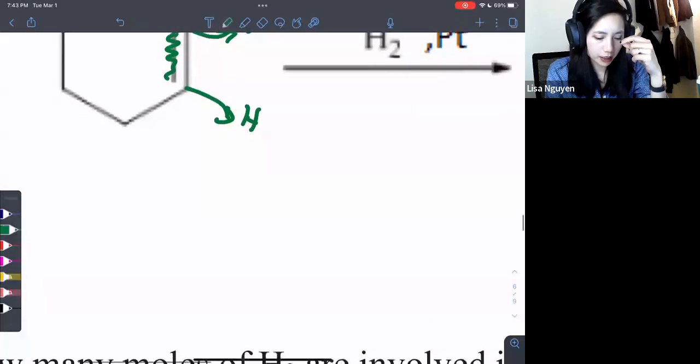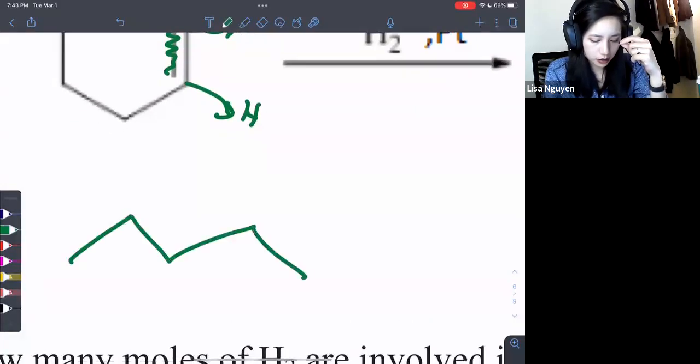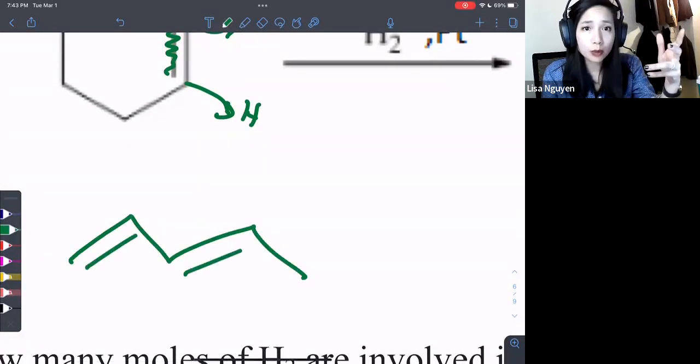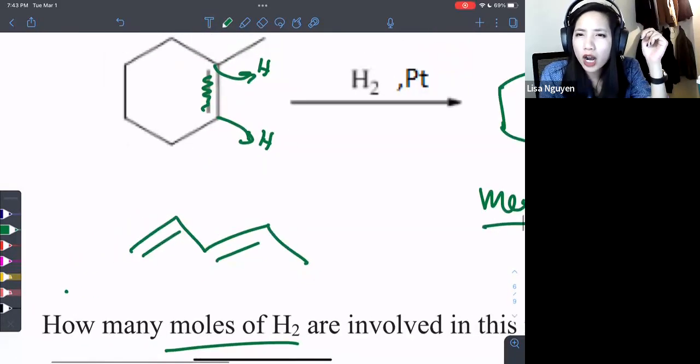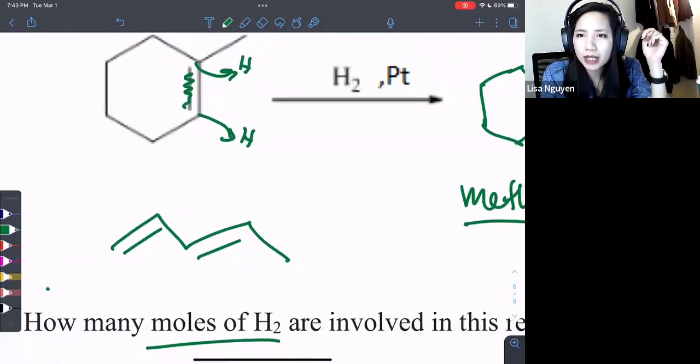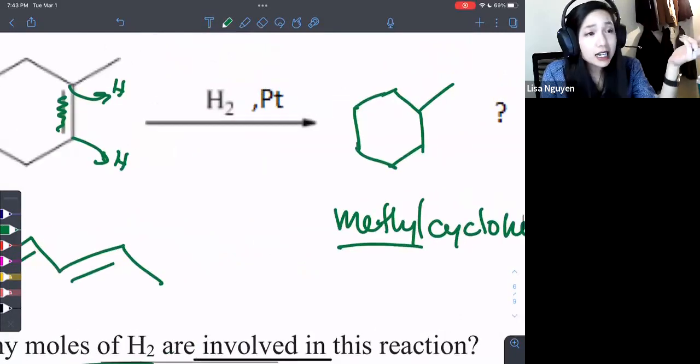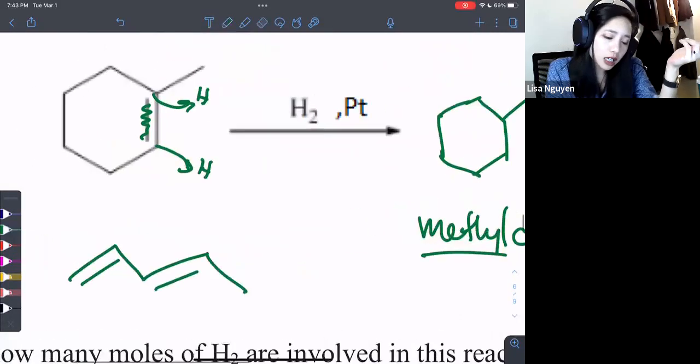So if I had something like this, 2 double bonds, and if I wanted to completely hydrogenate it, I would need 2 moles of hydrogen. So the question is, why doesn't the other H get attached to the bottom? It is attached. I just got lazy.